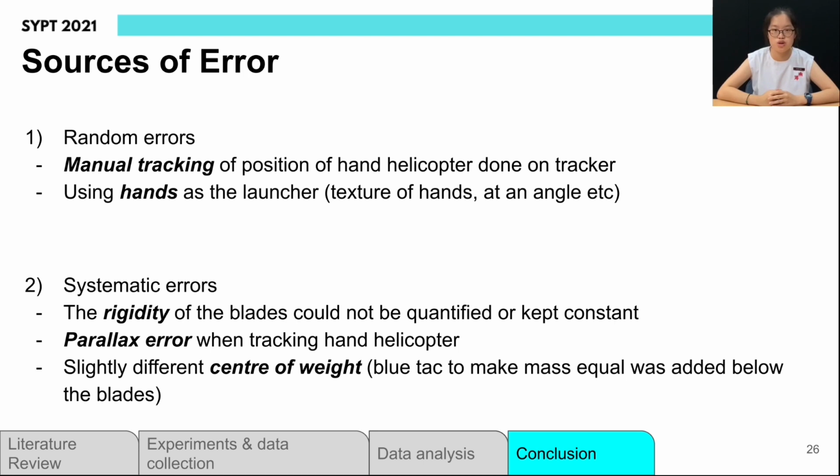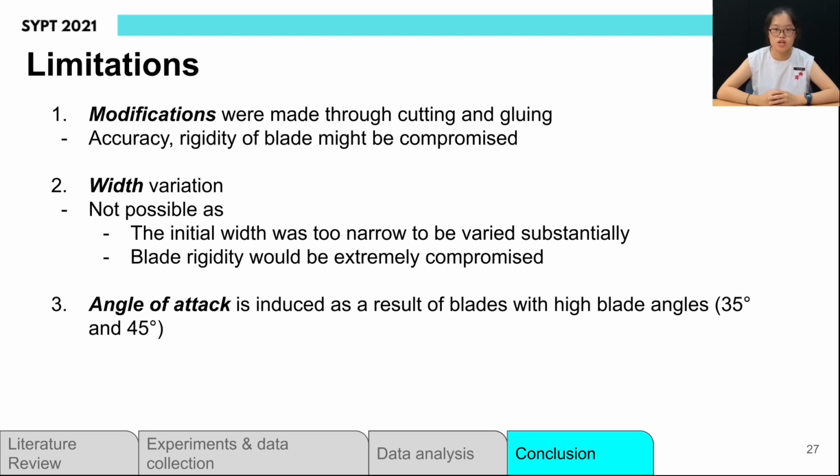There is a parallax error when tracking the hand helicopter when it flies too close to the screen, as it will appear to be bigger and fly higher due to foreshortening. The center of weight may not have been maintained, due to the manual alteration of the blades and the blue tack that was added to the blades. Below were some of the limitations that we had.